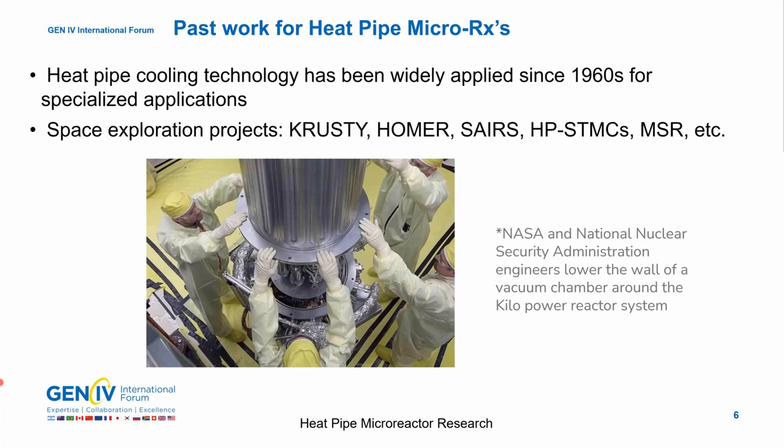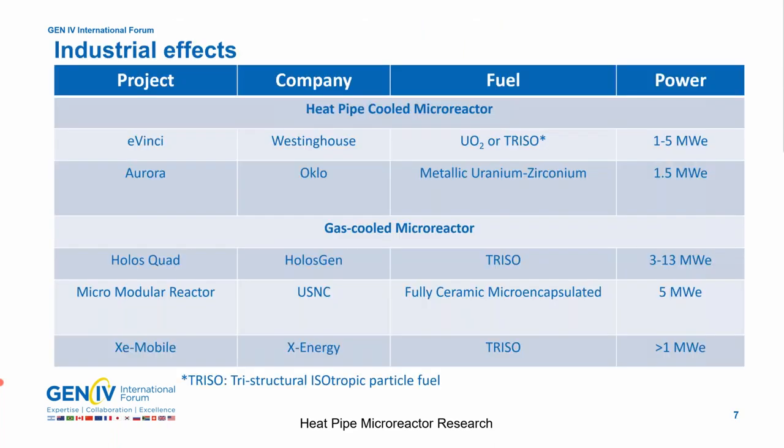Efforts on developing microreactor technologies started in the 1960s, along with the use of nuclear energy. A bunch of projects like Cluster, Homer, and a lot of others were already being conducted starting from the 1960s. This figure shows an example of engineers from NASA and the National Nuclear Security Administration working on a Kilopower reactor system. The efforts are still going on.